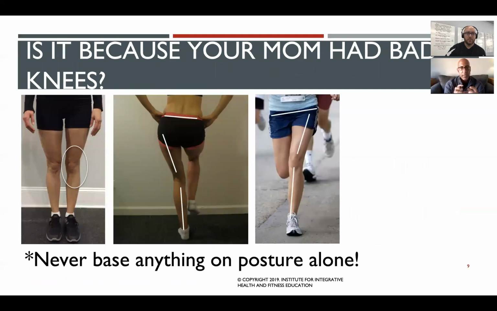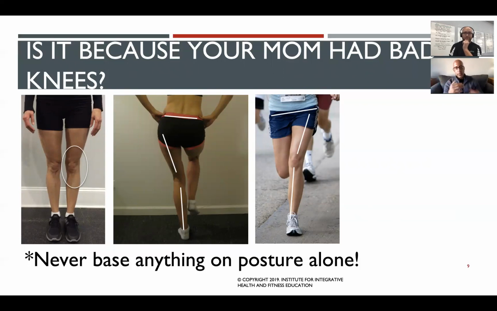Now, remember I said you never base anything on posture alone. So my client there that has the internally rotated knee, you see what happens when she stands on single leg stance. When you go from bilateral stance, you have half your body weight on each leg. When you stand on single leg, now you have twice your body weight on your single leg. When you're walking to running, you're going now 3 to 7 times your body weight through that knee.